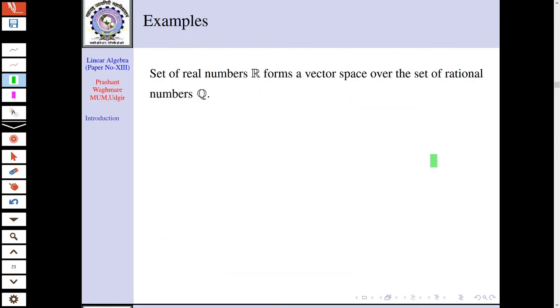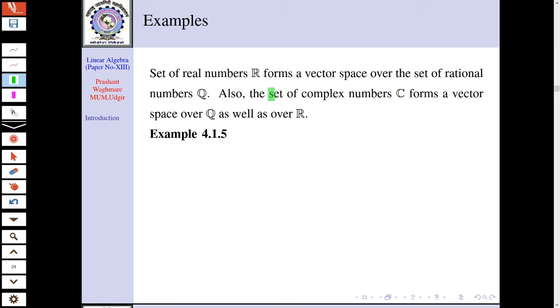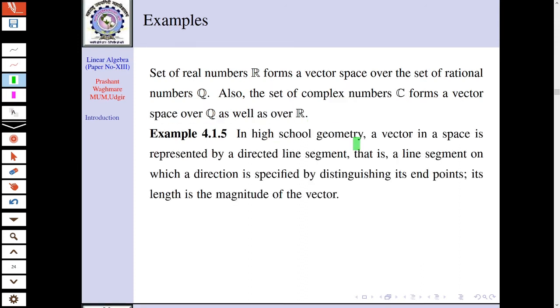Let's go ahead. Now let's see an example: R, the set of all real numbers, is a vector space over the set of rational numbers, because Q is nothing but a subfield of R. That's why I can say that R, the set of all real numbers, forms a vector space over Q. In the same way, the set of complex numbers C forms a vector space over Q as well as a vector space over R.